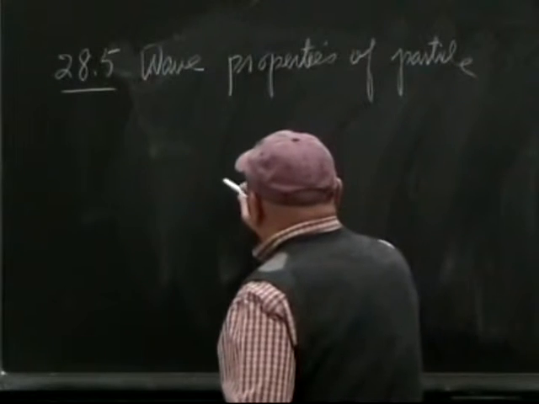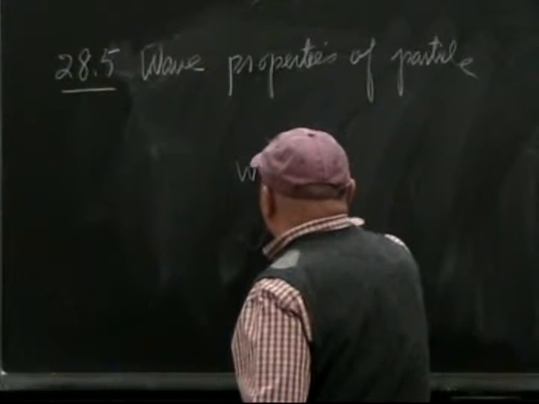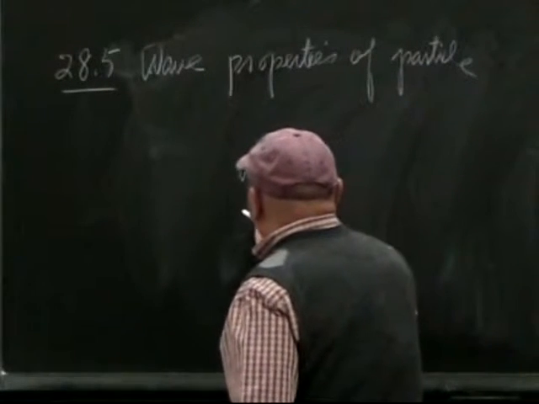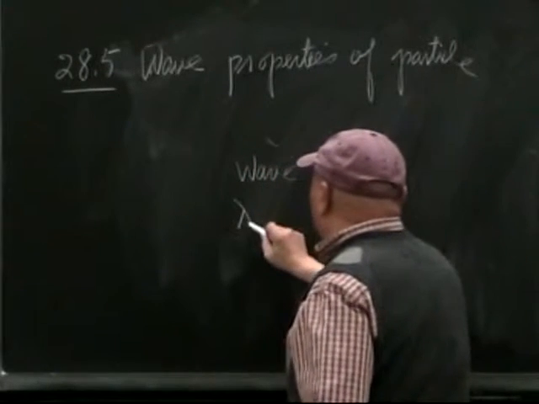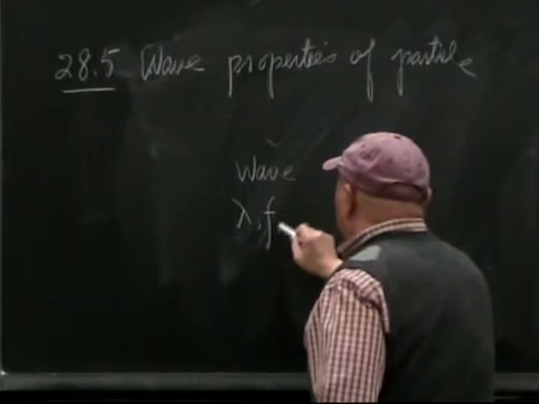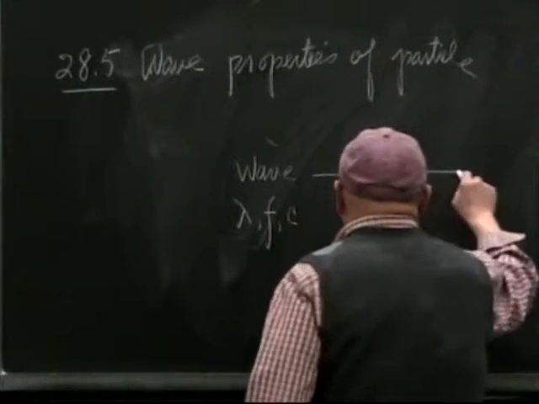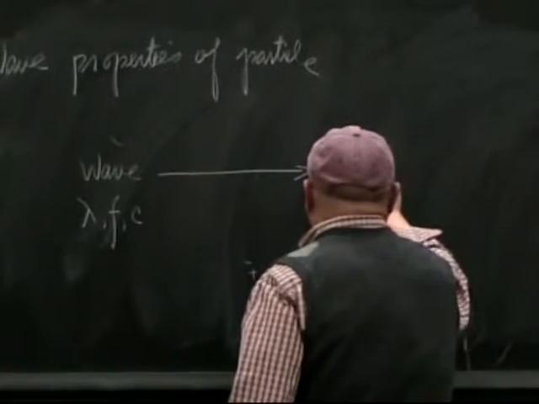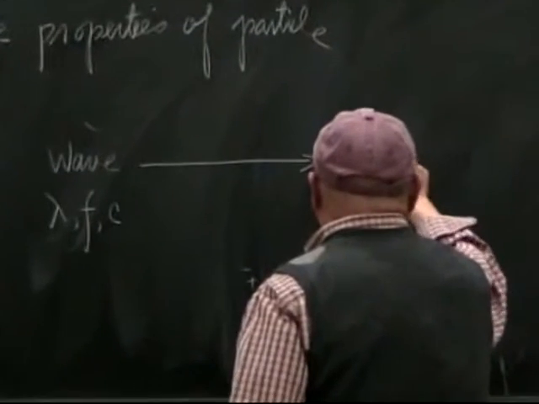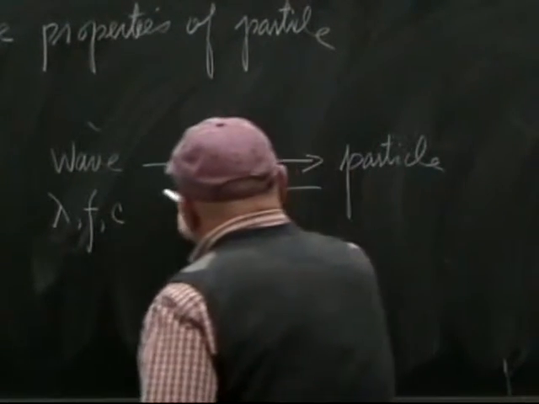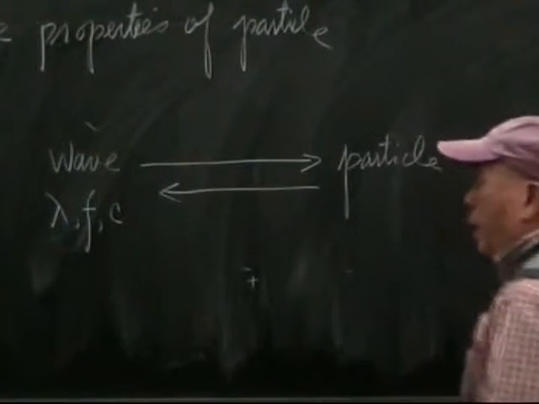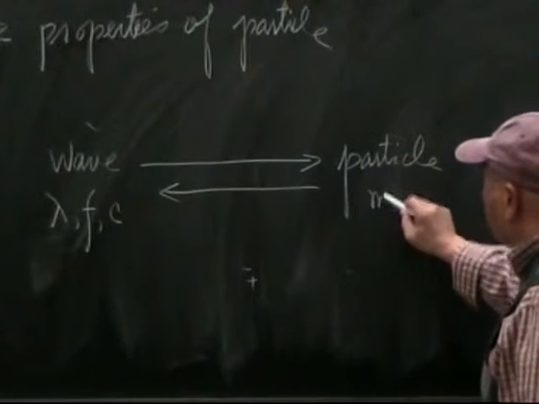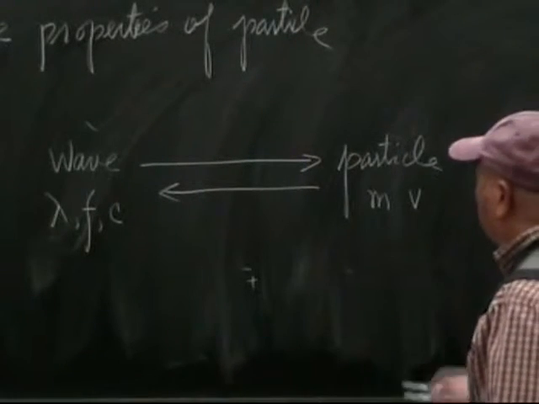So this is a wave. It has the characteristics of lambda, frequency, and speed. In these cases, how does the particle behave? So a particle has a mass, has a velocity.